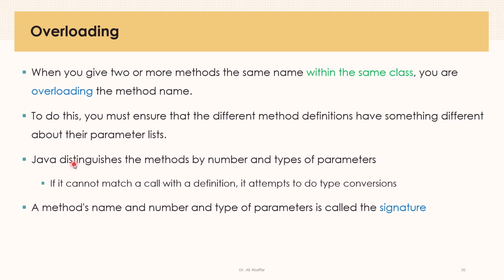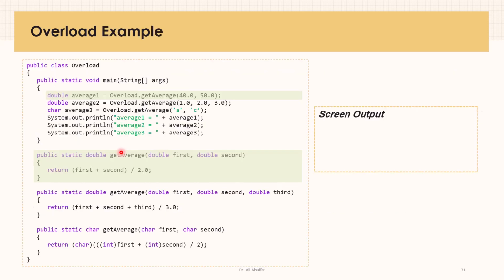To see how overloading is implemented in a program, let us take an example. In this example, we have four methods in the same class, Overload. The first one is the main method, and the others are in fact the same method because they have the same name, getAverage. The purpose of these three different definitions of the same method is to find an average between numbers. The first method finds the average between two numbers. The second method finds the average between three numbers, and the third method finds the average between two characters.